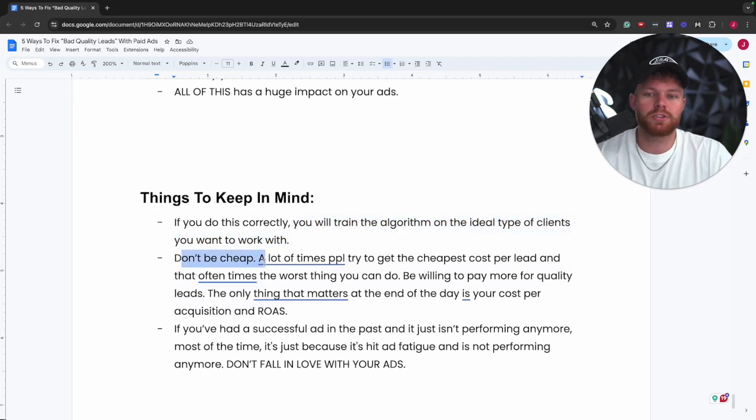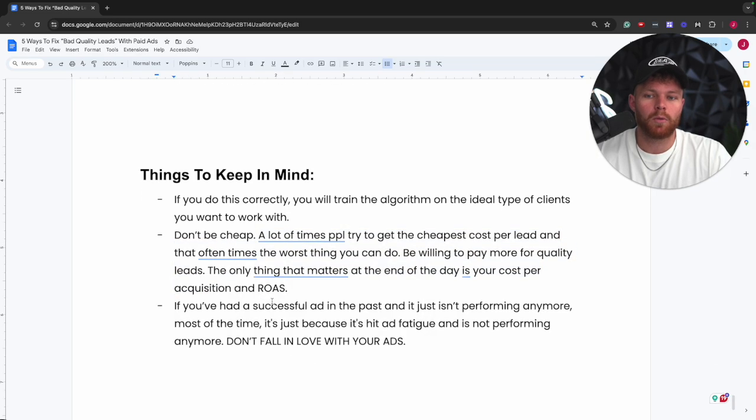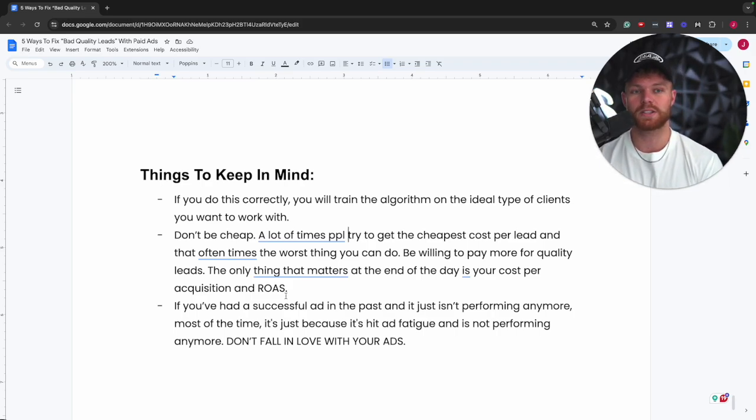Next thing is don't be cheap. A lot of times people try getting the cheapest cost per lead. That often leads to the worst thing you can do. Be willing to pay more for qualified leads because at the end of the day, the only thing that matters is your cost per acquisition and your ROAS. Once you start getting leads in, I challenge you to look at your cost per qualified booked call. That's going to help you dictate everything else, because then from there, you can figure out if it's a closing issue or a marketing issue, right?